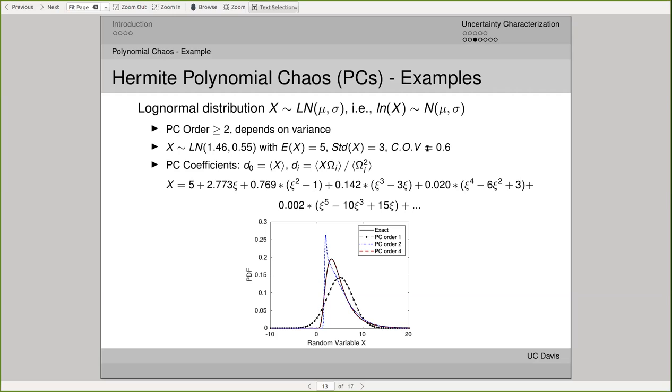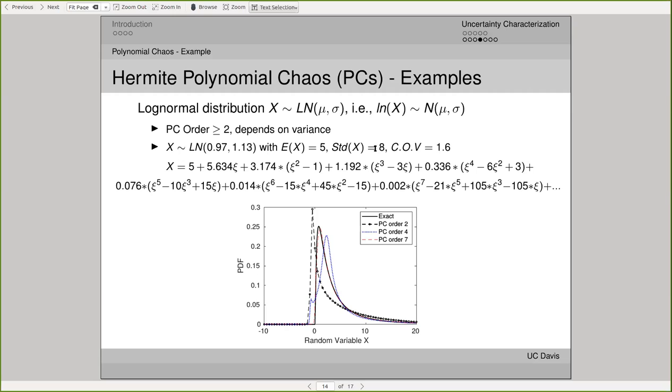As you can see here, we have a standard deviation of 3, which gives us a coefficient of variance of 0.6. So how about we increase the standard deviation from 3 to 8? That will give us a coefficient of variance of 1.6. So this is a lot of uncertainty for this random variable. You might not encounter such a large uncertainty in practice, but here, as an illustrative example, we also calculate the different contributions of different orders of polynomial chaos to such a random variable.